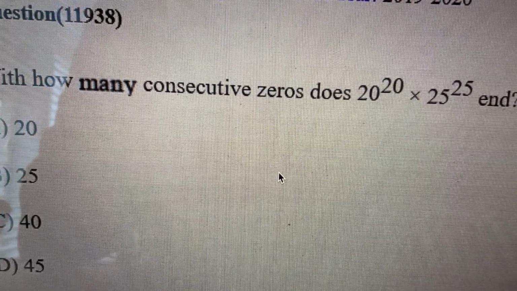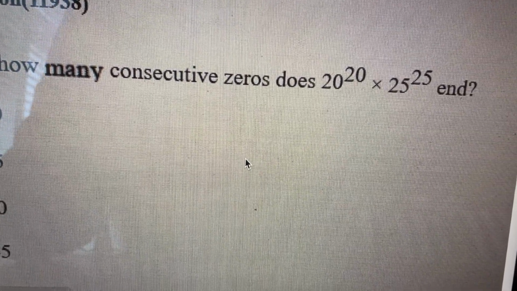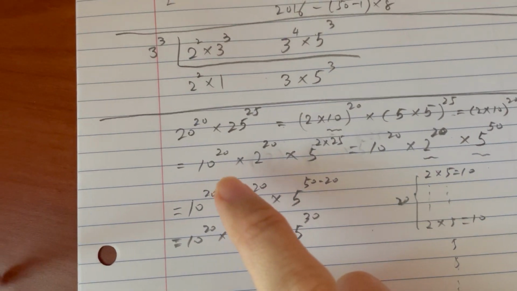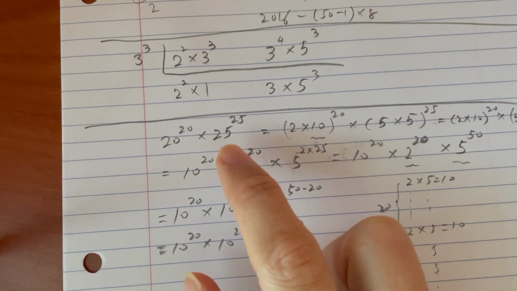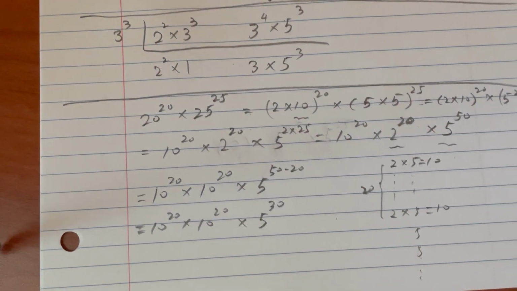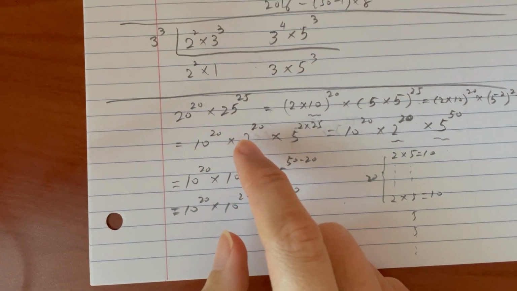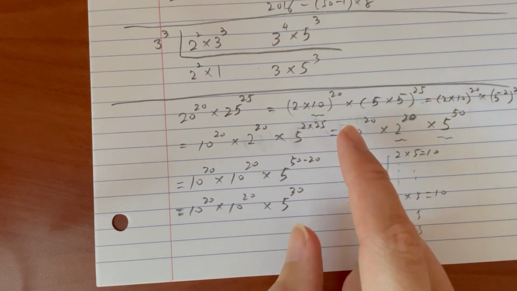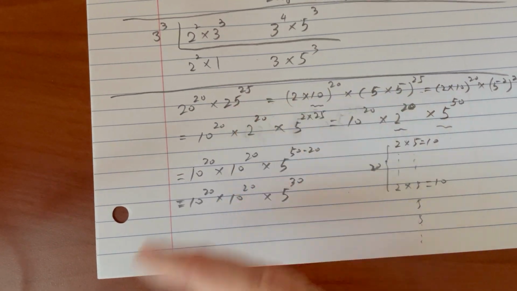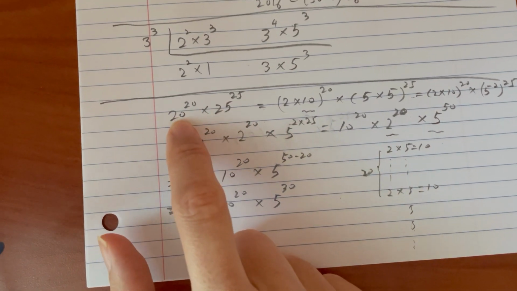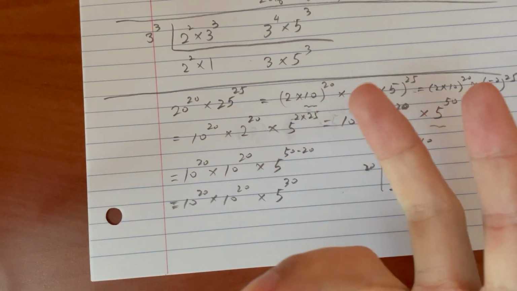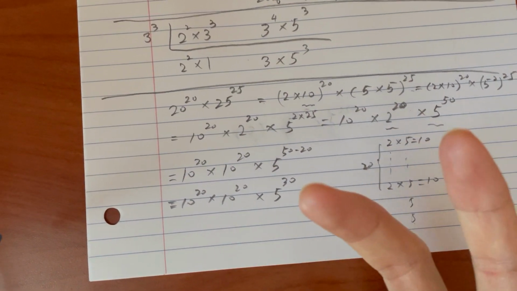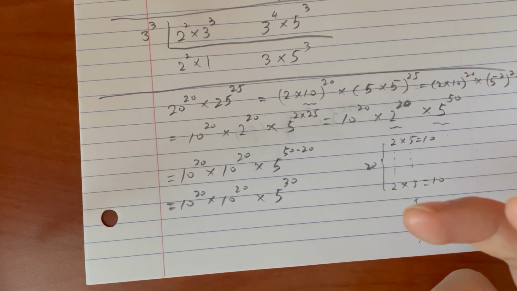With how many consecutive zeros does this number end? Let's first look at this number, 20 to the power 20 times 25 to the power 25. We need to find how many consecutive zeros this number ends with, starting from the last digit. In order to get a 0, let's look at those numbers. How can we make it 0? It's either 0 or 2 times 5 that becomes 0.